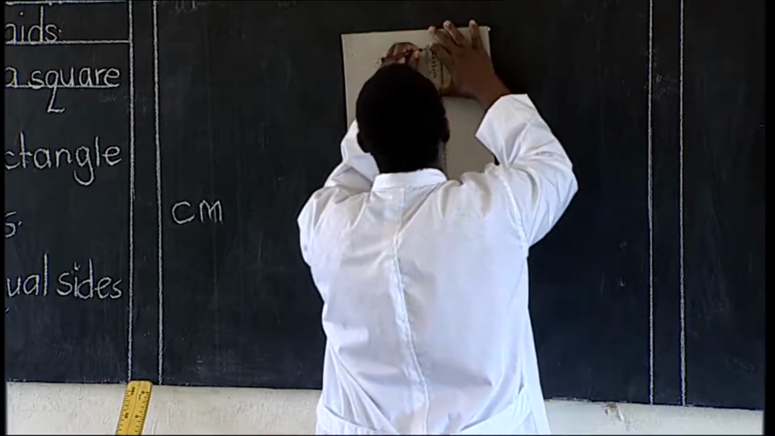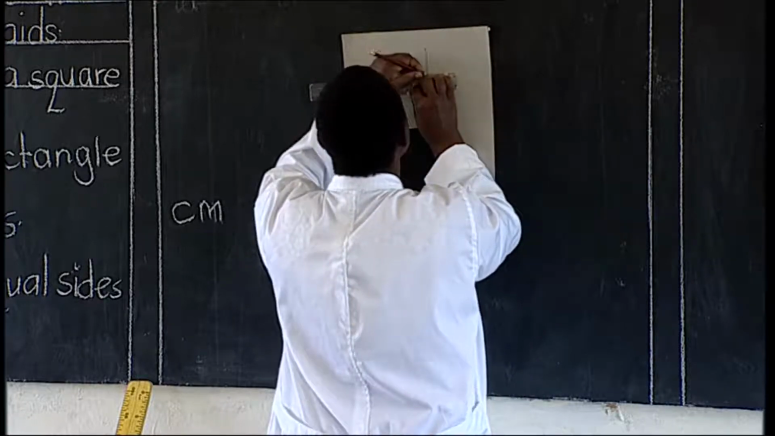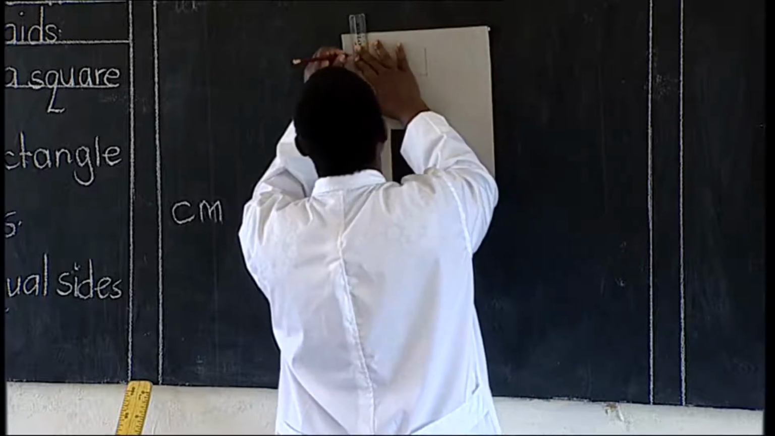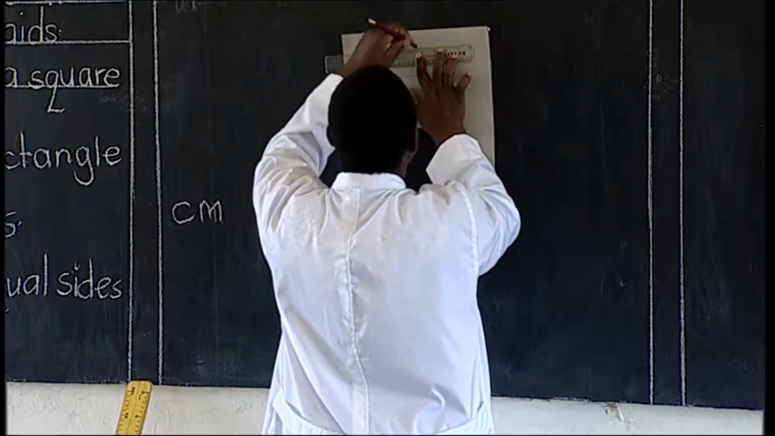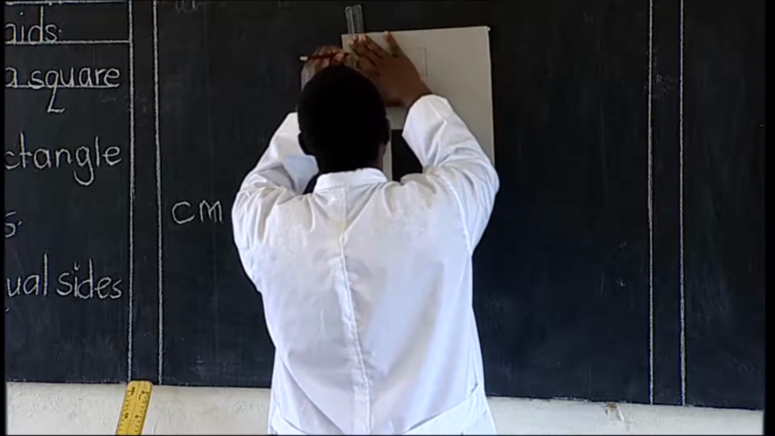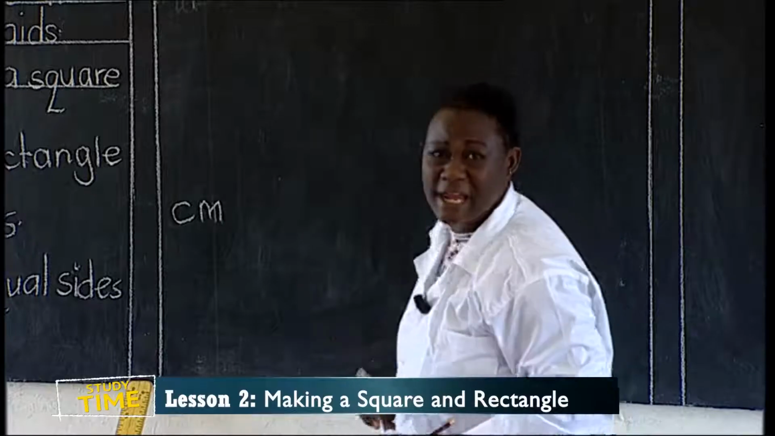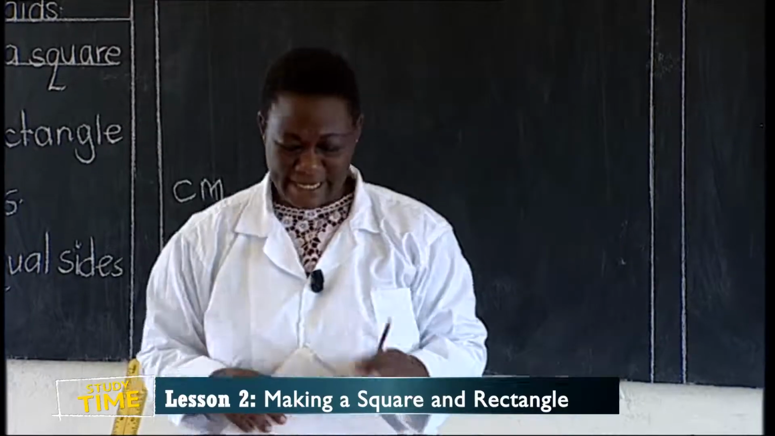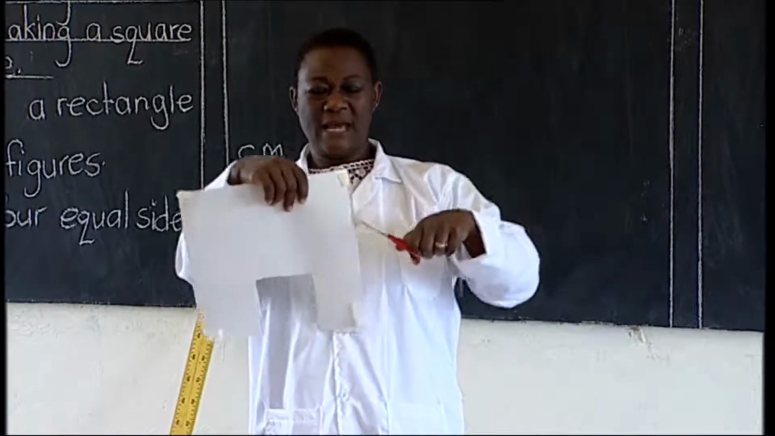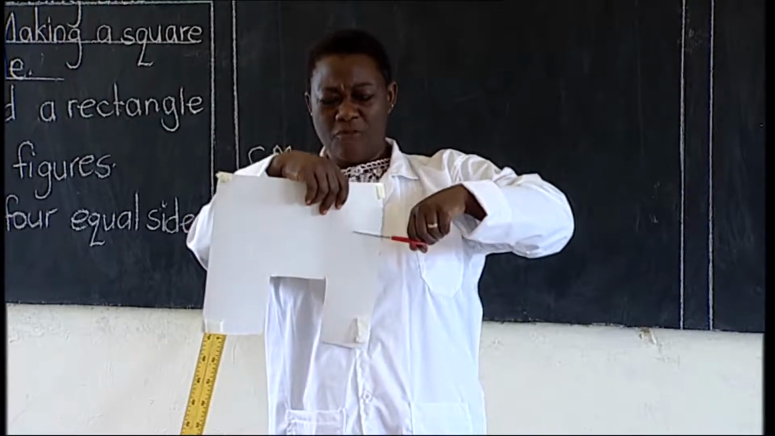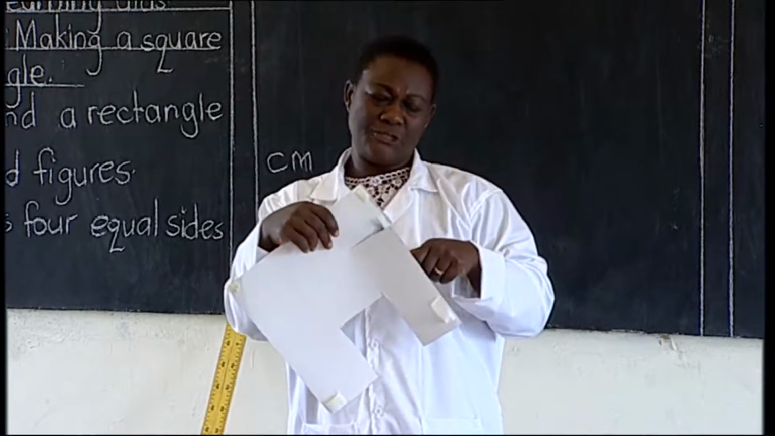Then we join our lines as we did with the square. We join our lines following the dots we made. After joining the lines, the next step is what, children? The next step is cutting it using a pair of scissors. Be careful. Don't forget that. So that it does not cut you.